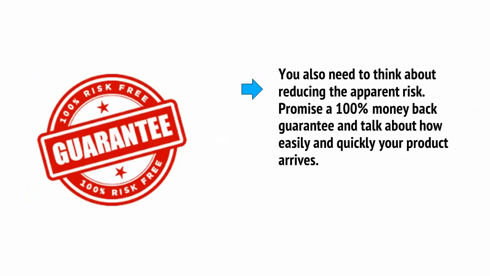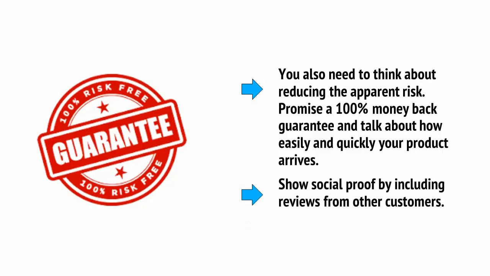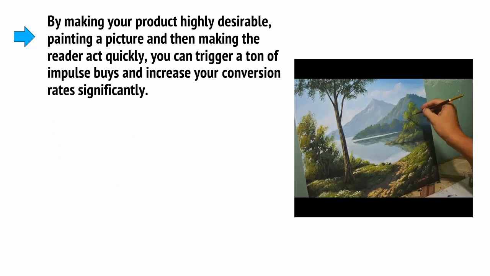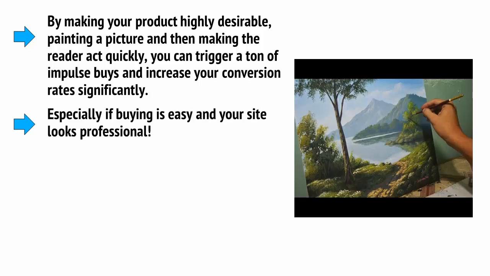Likewise, you also need to think about reducing the apparent risk. Promise a 100% money back guarantee and talk about how easy and quickly your product arrives. Show social proof by including reviews from other customers. By making your product highly desirable, painting a picture, and then making the reader act quickly, you can trigger a ton of impulse buys and increase your conversion rate significantly, especially if buying is easy and your site looks professional.